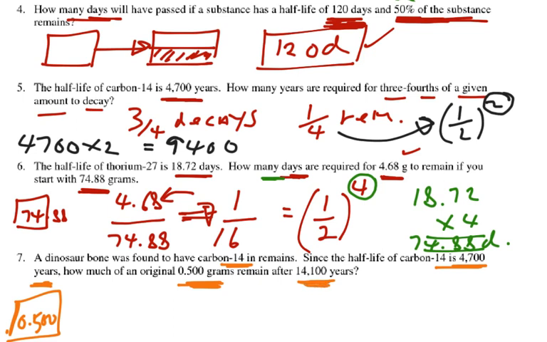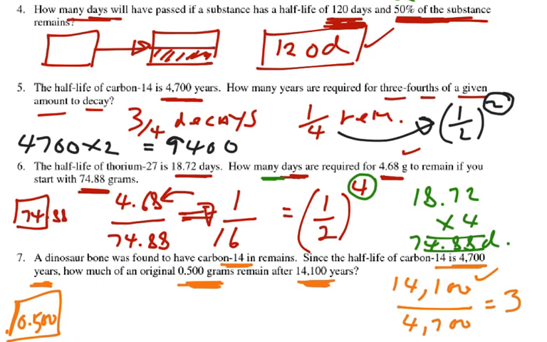So what we simply can do, guys, is this. We can simply do a division and figure out how many half-lives, and go from there. All right, so we have 14,100, and we know that we have our half-life as 4,700, okay? So when I divide 14,100 by 4,700, I will get 3. That's telling me that 3 half-lives passed in terms of 14,100.